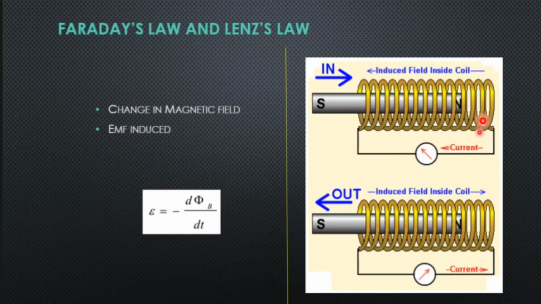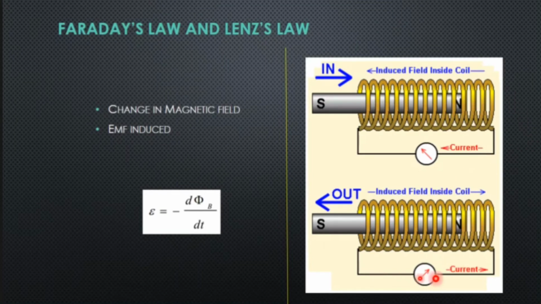So in this first part, when you insert a bar magnet inside the solenoid, the north pole of the magnet, when it's inserted in the solenoid, makes this part of the solenoid a north pole, repelling the magnet away from it. So the induced field inside the coil will be in this direction.